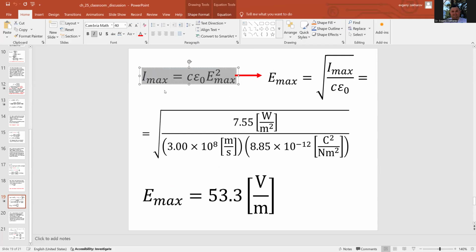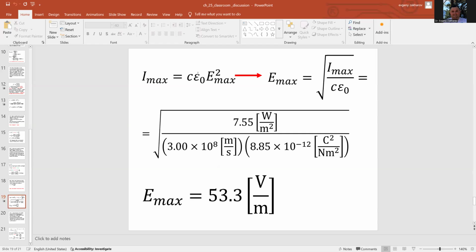You have the maximum intensity. This is not current, this is intensity. And c is the speed of light. Epsilon sub 0 is the permittivity of free space, which is just a constant. And this is the maximum electric field, and it goes squared.